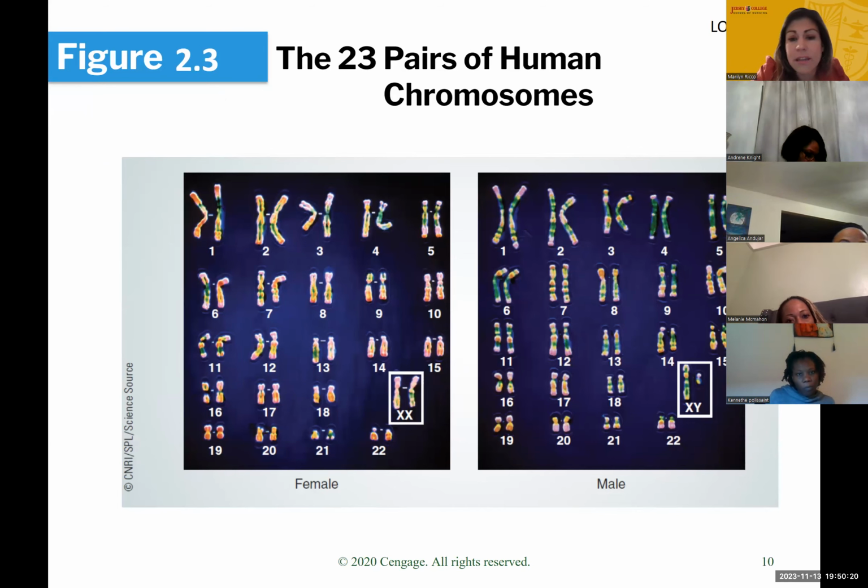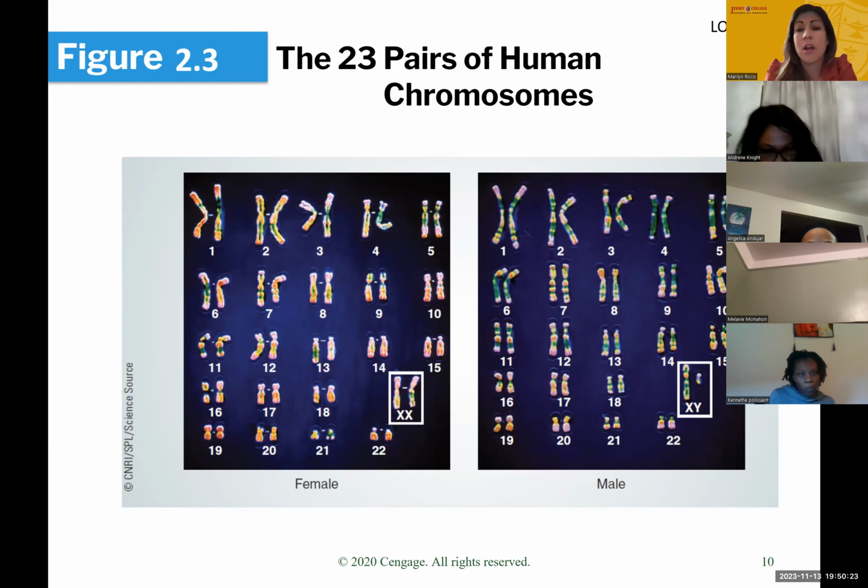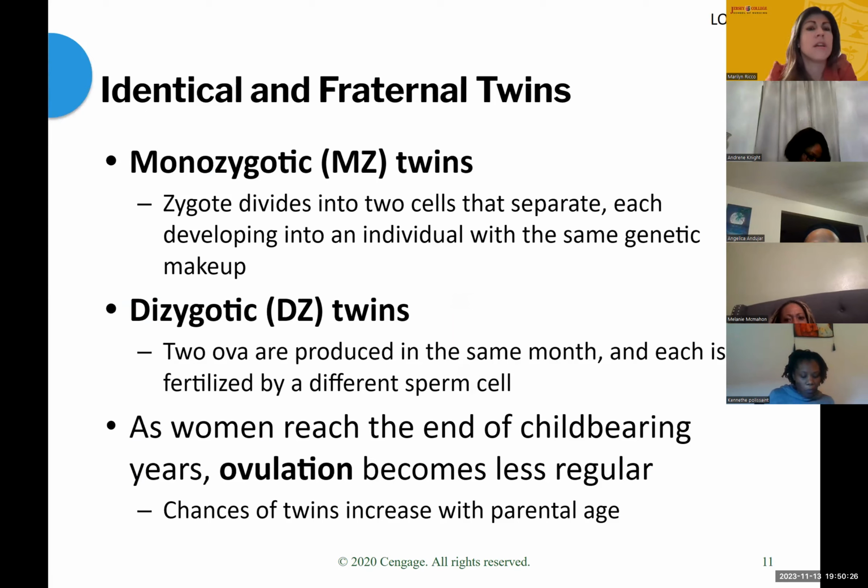And this is how they kind of look, and they vary and change different forms, but they're in the same form. You can tell the difference. So monozygotic twins, right? We have identical and fraternal twins. Monozygotic twins is where the zygote divides into two cells that separate and each develops into an individual with the same genetic makeup. Dizygotic twins are two ova that are produced in the same month and each is fertilized by a different sperm. As women reach the end of childbearing years, ovulation tends to become less regular, and chances of twins actually increase with parental age.